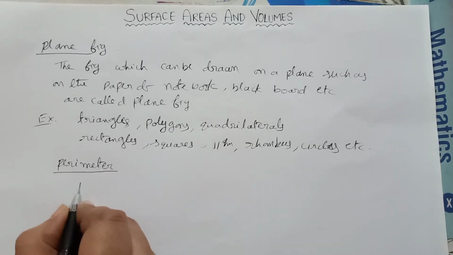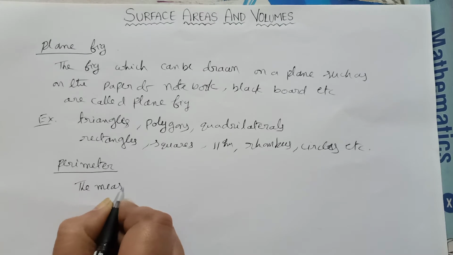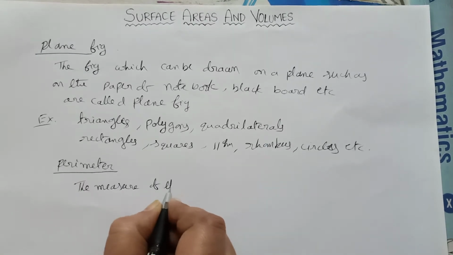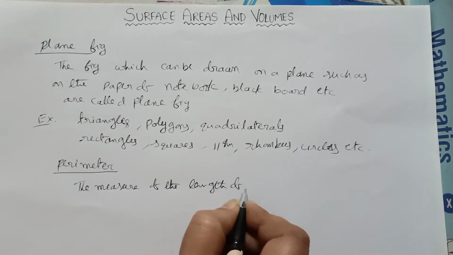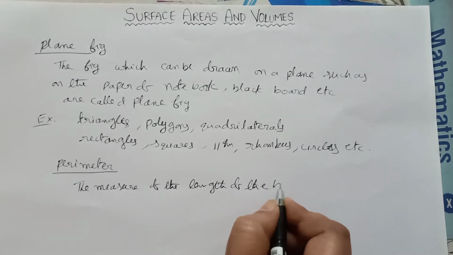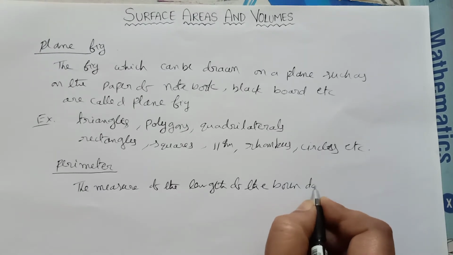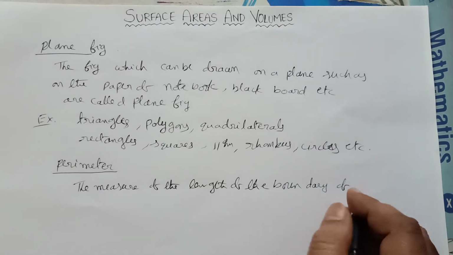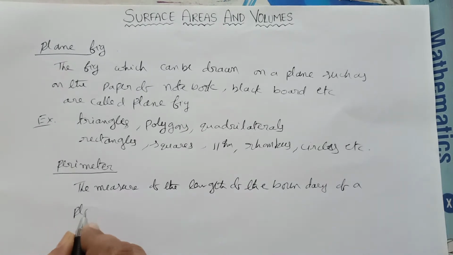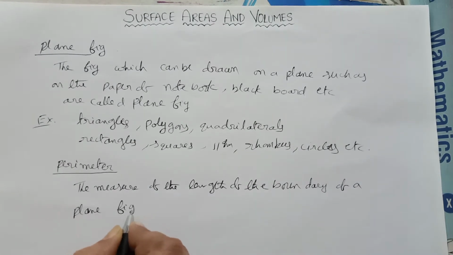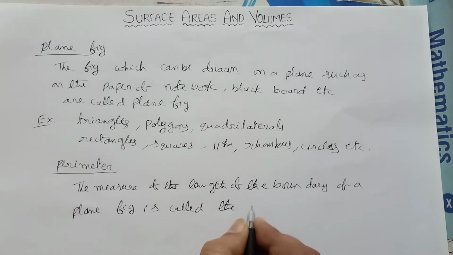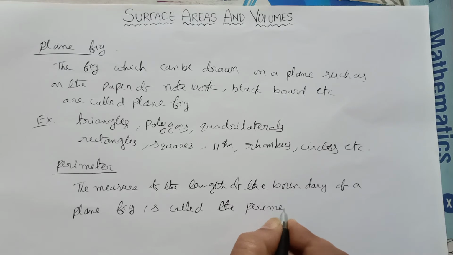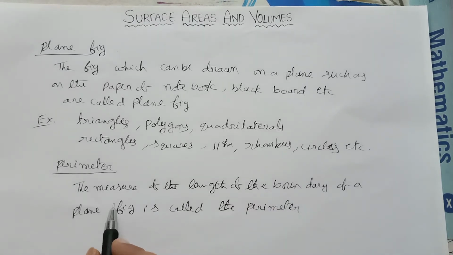The measure of the length of the boundary of a plane figure is called the perimeter. The measure of the length of the boundary of a plane figure is called perimeter.